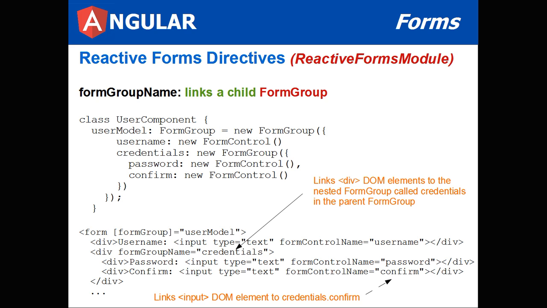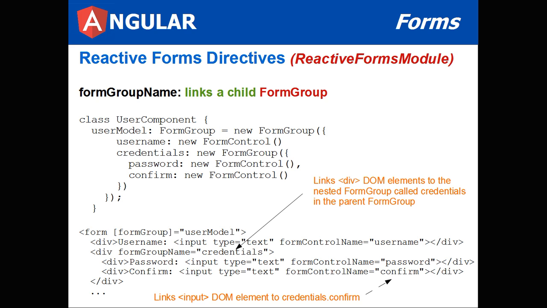Okay, now you have a div tag which has a username, an input field, and you have a form control name which points to username. And then we have a div tag which says form group name is credentials. This piece of my markup fragment is mapping to an embedded form group inside my user model form group. Password is an input field. That form control name is pointing to password. The confirm input field form control name is defined to confirm.